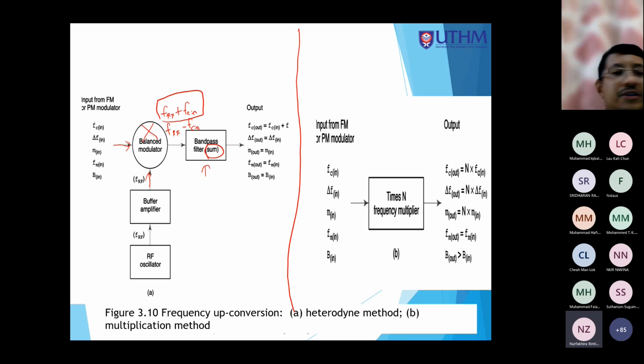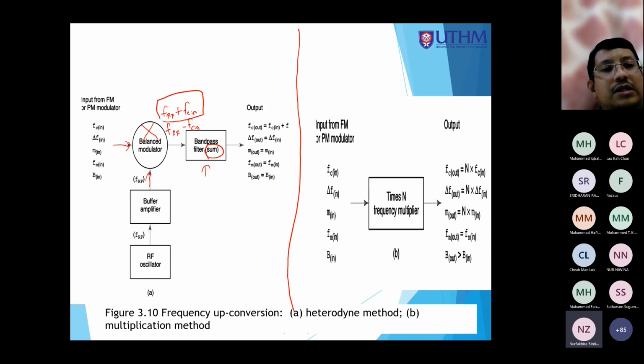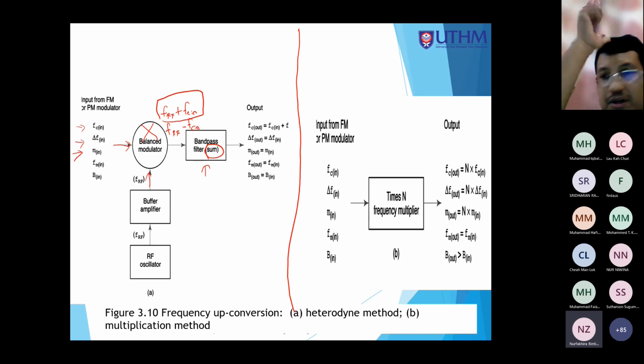For the heterodyning process, what are the differences? There are a few modulation parameters that we need to look at in the output. Here we have the input: the carrier frequency and the frequency deviation. This is the VMT.